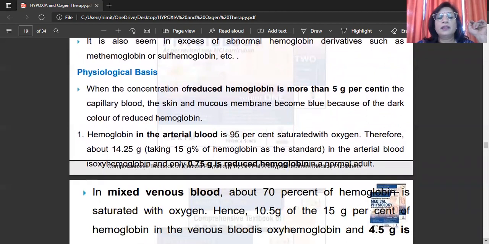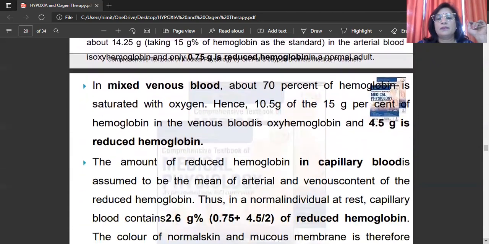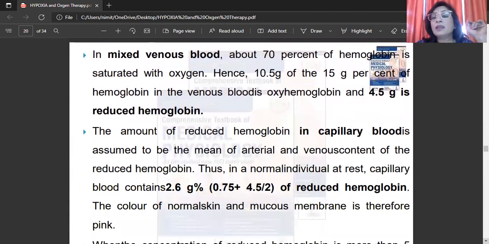Hemoglobin in the arterial blood is 95% saturated with oxygen. In mixed venous blood, about 70% of the hemoglobin is saturated with oxygen. Hence, of 15 gram percent hemoglobin in the venous blood, 10.5 gram is oxygenated hemoglobin and 4.5 gram is reduced hemoglobin. How much? 4.5 gram is reduced hemoglobin.